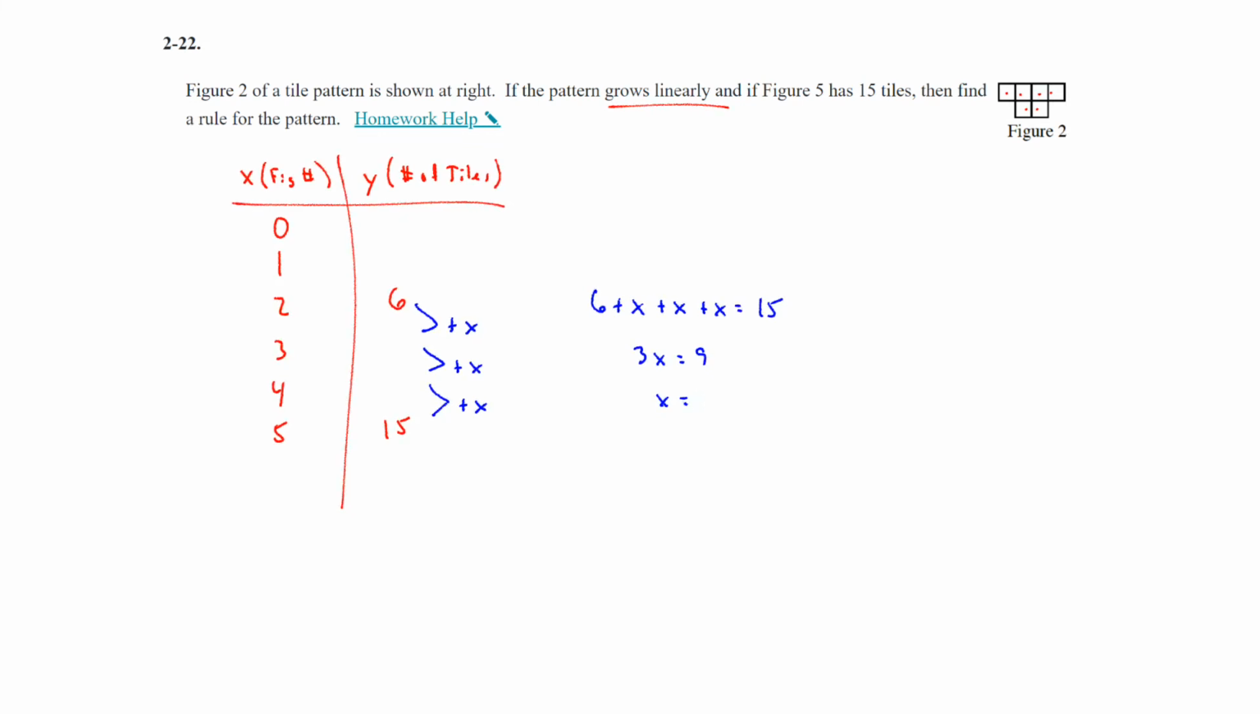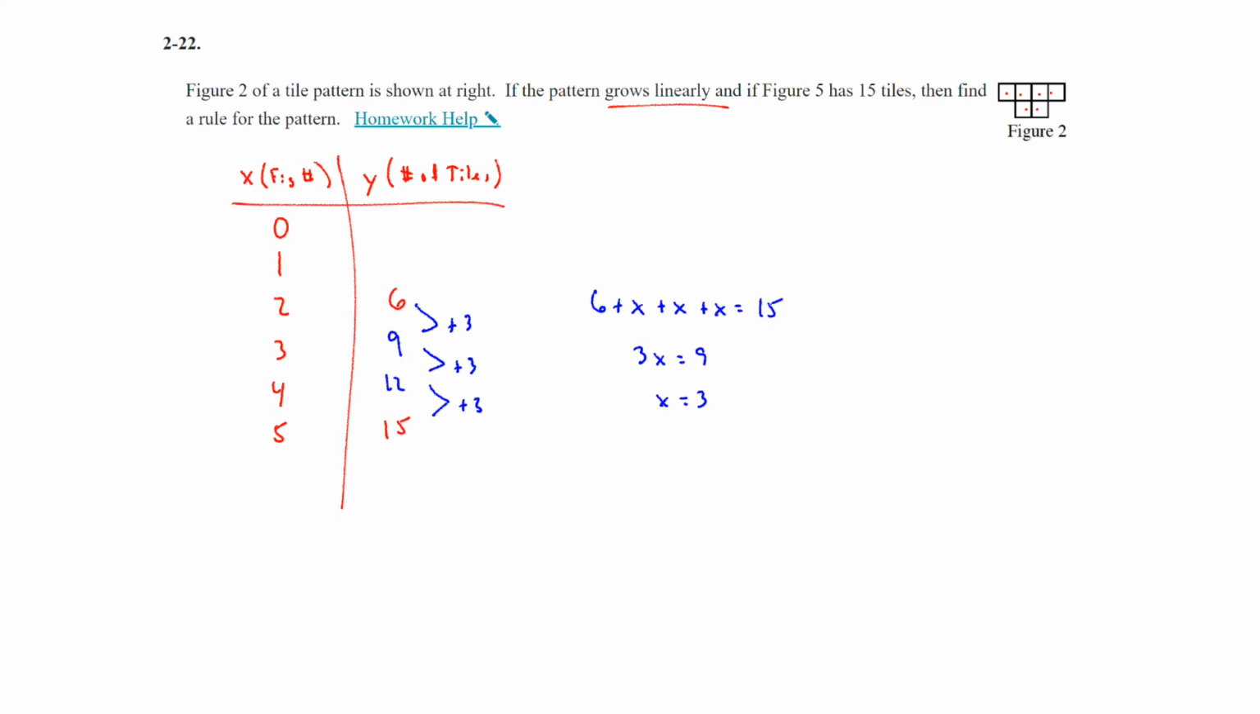Now, if that didn't make any sense, that's perfectly fine. Just showing you another way that you could possibly look at it to be able to figure out what we're adding. So if I found out that X is 3, then we found what that constant growth is. So if we add 3, we get to 9. If we add 3 again, we get to 12. If we add 3 again, we get to 15.